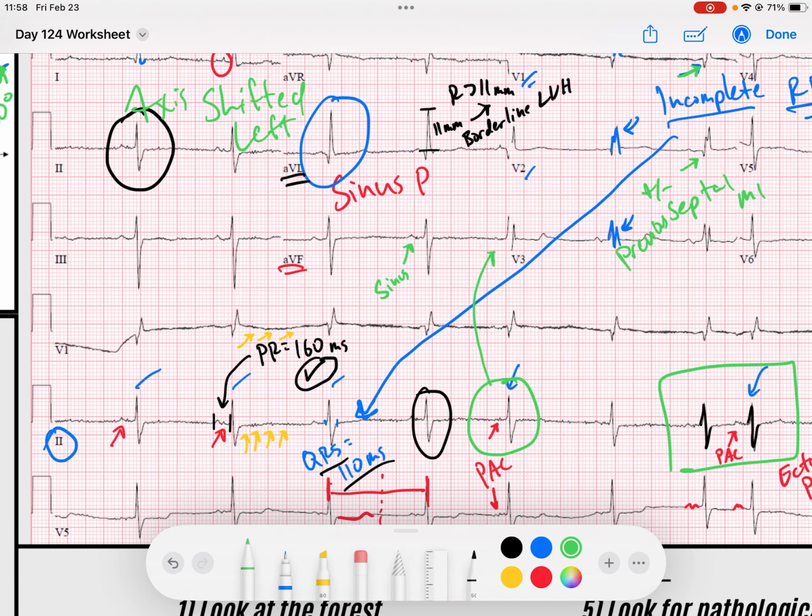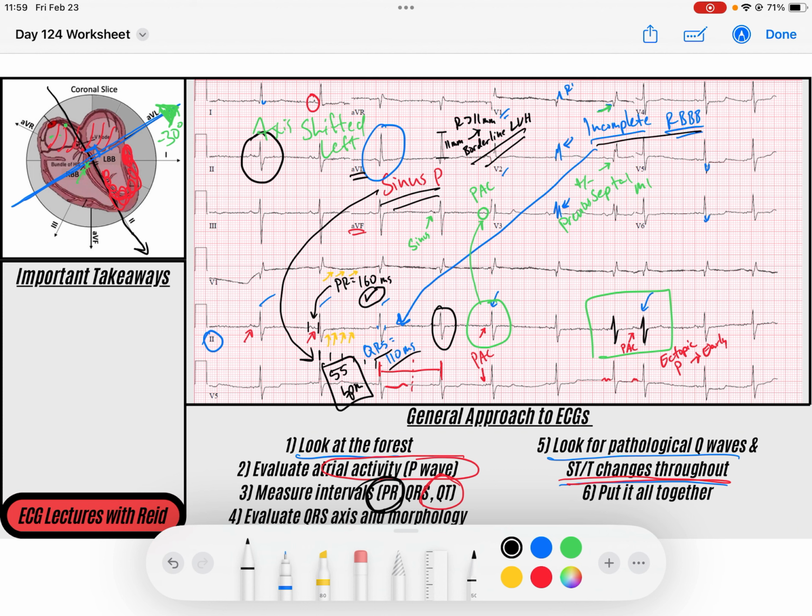So what do we have? We've got a sinus bradycardia. Alrighty, we've got a sinus bradycardia. We've got borderline left ventricular hypertrophy with an incomplete right bundle branch block as well. Potentially a prior septal MI with some subtle septal Q waves and 2 premature atrial contractions.